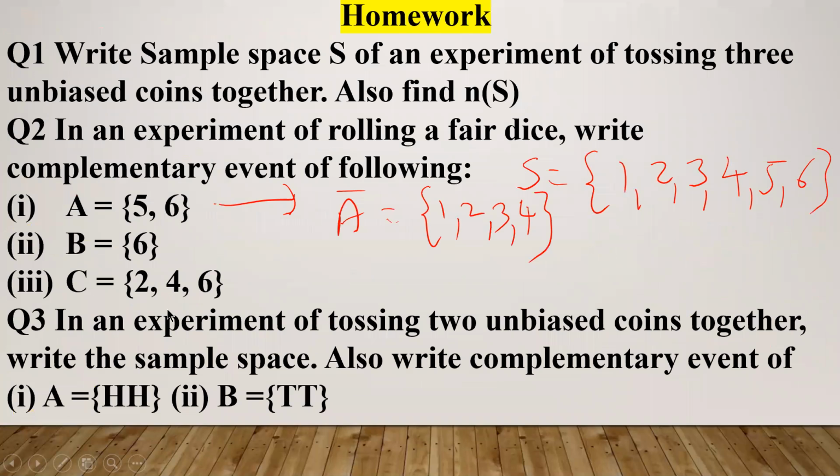Now you can do the homework problem, because I have repeated this for you. In an experiment of rolling a fair dice, write the complementary event of {5, 6}. I'm in the experiment of rolling a dice, so I know my sample space: S is 1, 2, 3, 4, 5, 6. A is 5, 6. So what will A complement contain? What is not in A: 1, 2, 3 and 4 are not in A. So 1, 2, 3, 4 will go in A complement. Similarly, you can do these problems.